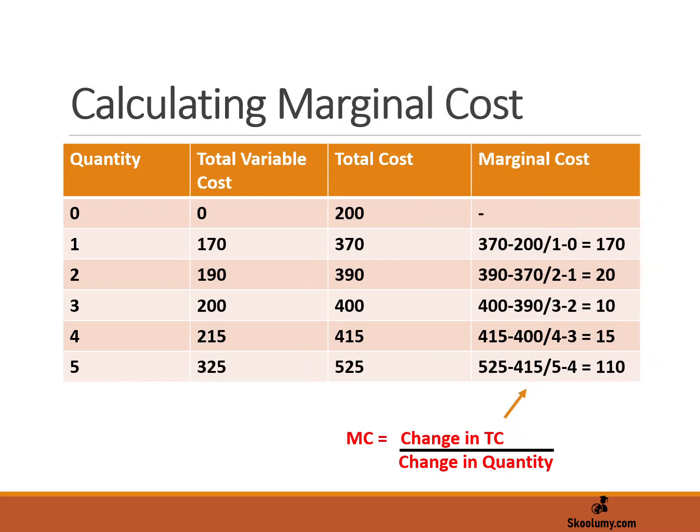Calculating marginal cost. Marginal cost is change in total cost divided by change in quantity. Change in total cost is the current total cost minus the previous total cost. Change in quantity is the current quantity minus the previous quantity. For output 2, it is 390 minus 370, divided by 2 minus 1. The answer is 20. For output 4, marginal cost is 415 minus 400, divided by 4 minus 3.